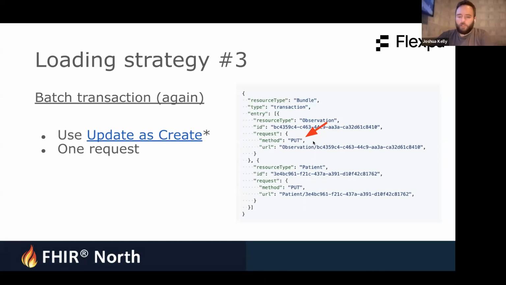So here we see that playing out in creating this bundle, this transaction bundle. Each entry has a request field where we specify the operation that we're asking the FHIR server to process. So you can see method put corresponds to an update. This resource is not expected to exist. So when the FHIR server processes it, it will find that, oh, this ID is not being stored. We actually need to create it.